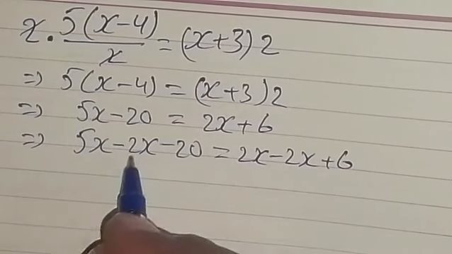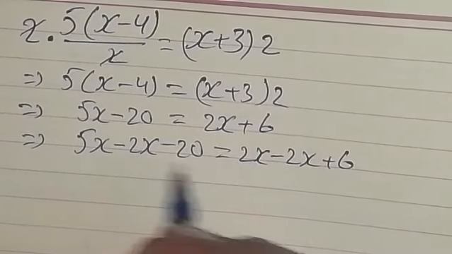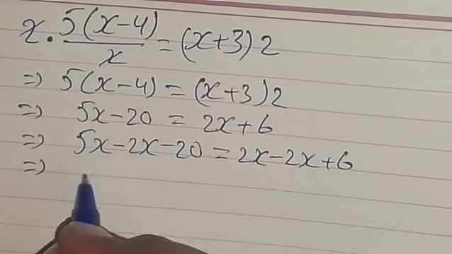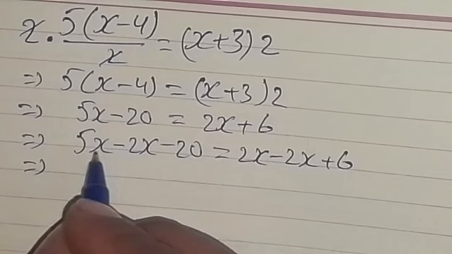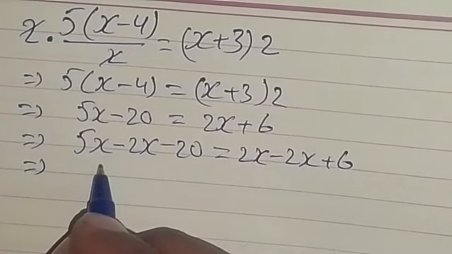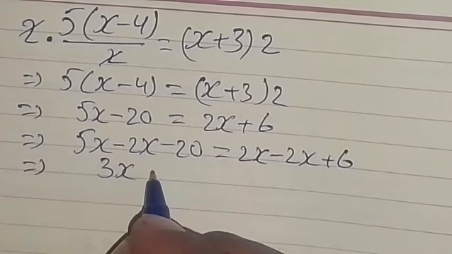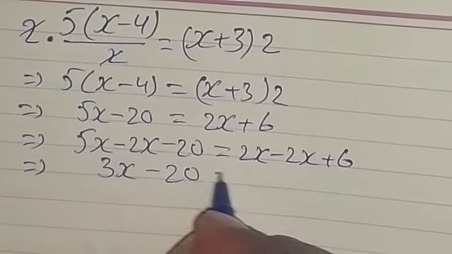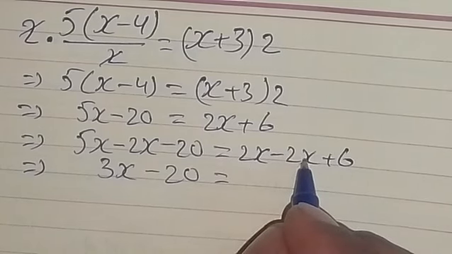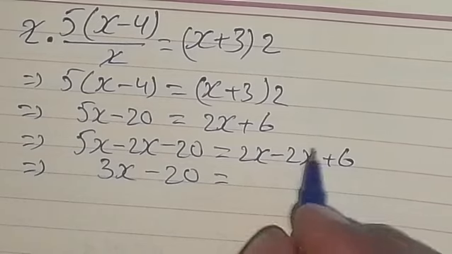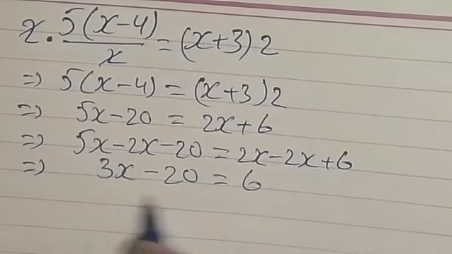5x minus 2x gives us 3x, and minus 20, equal to 2x minus 2x cancels out, so that gives us 6.